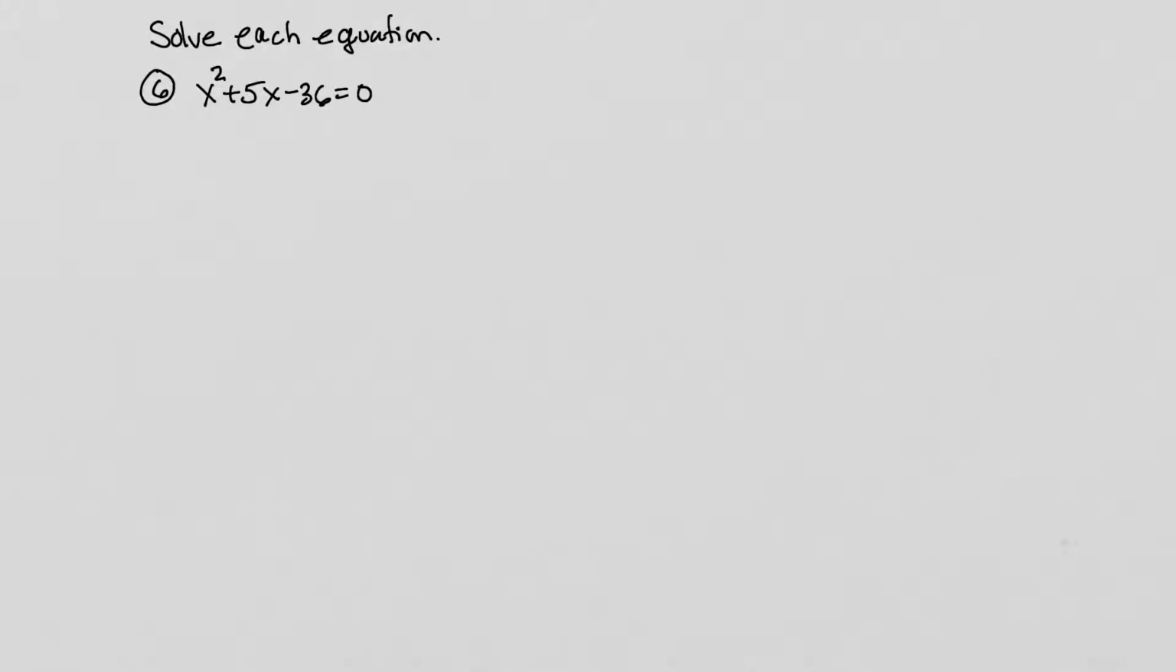Here's problem number 6. Let's try to solve this equation. Now it's quadratic. We know how to solve quadratics. We get everything on one side and 0 on the other. We've got that. All the terms are on this side, and we've got 0 isolated on the right side.